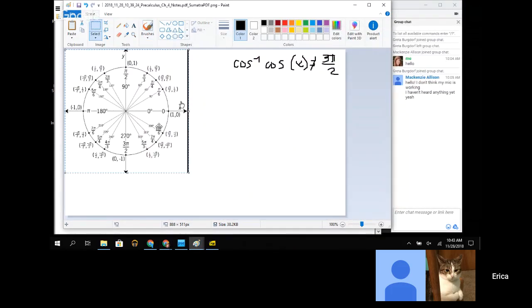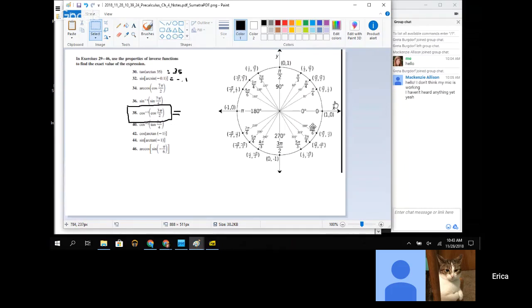All right, so let's talk about number 38 and what this means. Or let's even talk about, yeah, let's do this. If I wanted you to find the inverse cosine of the cosine of pi over 4.